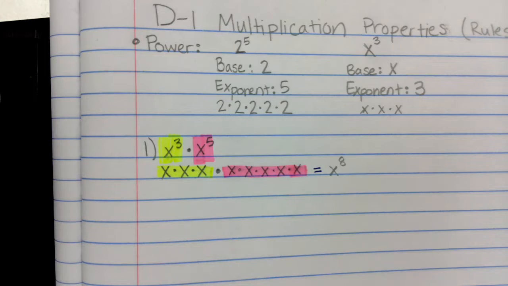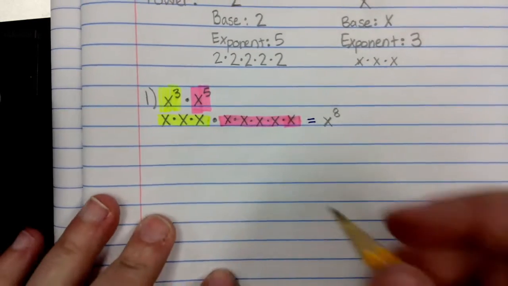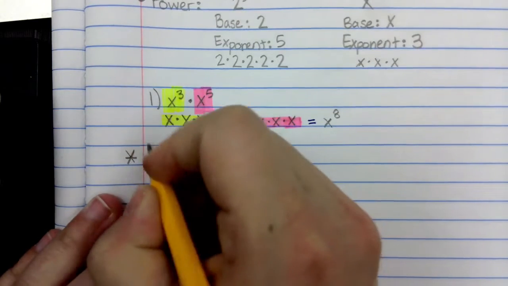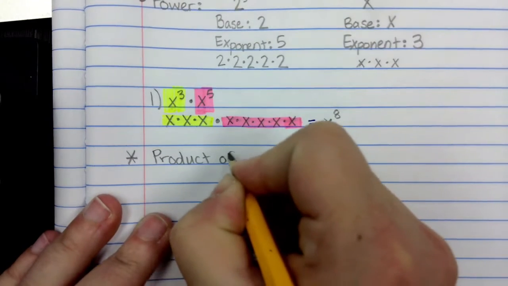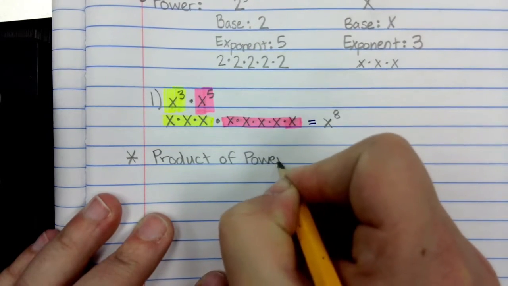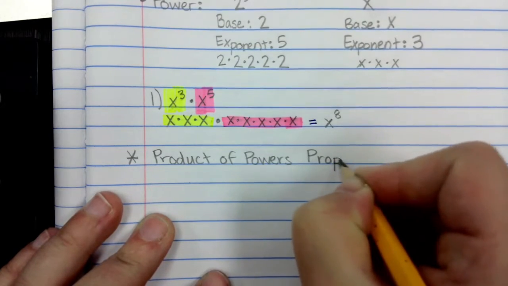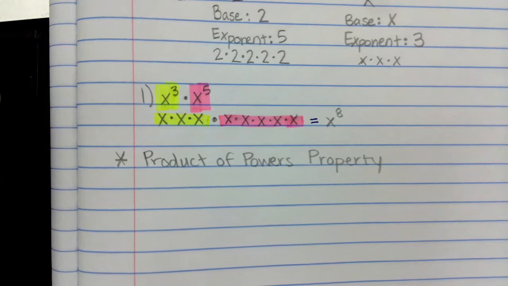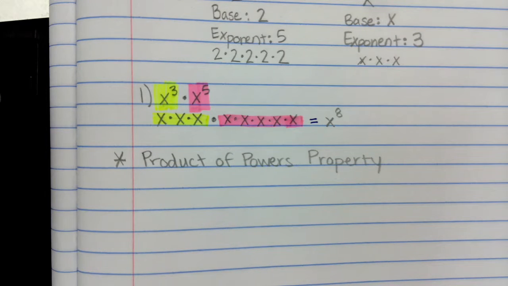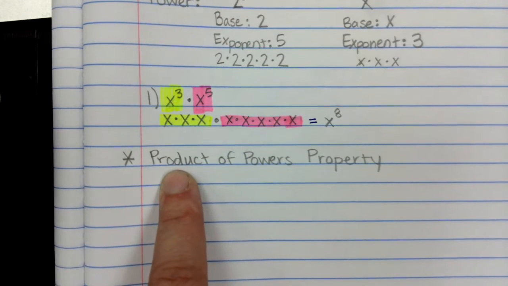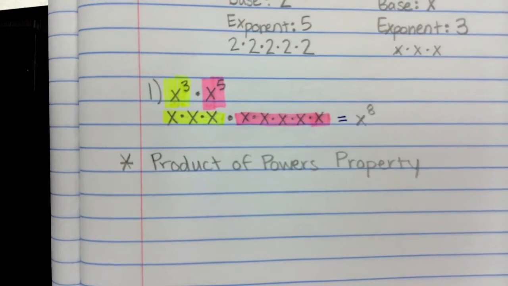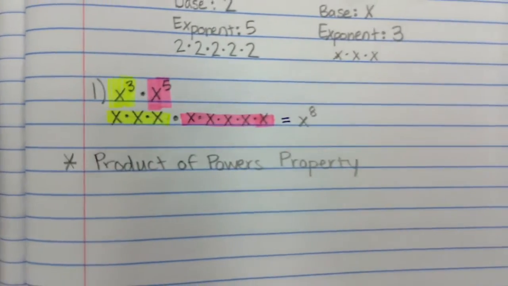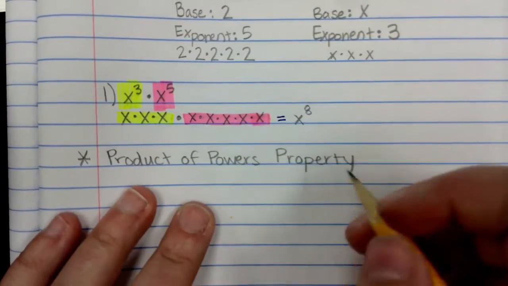All right, so this brings us to our first rule. Our first rule is the product of powers property. Product of powers property. When you see that word product, what do you think of in math? Multiplication. Good. So we're going to look at this product of powers property.